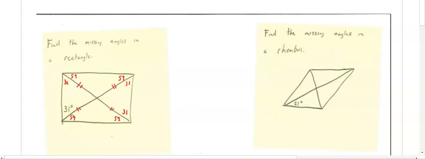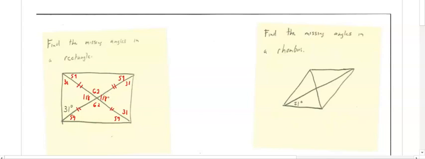Then to find the missing angle in the center, we can focus on one triangle and subtract two of the angles. So 180 minus 59 is going to get us 62 degrees. And then on the left and right triangle, 180 minus 31 is going to get us 118 degrees.